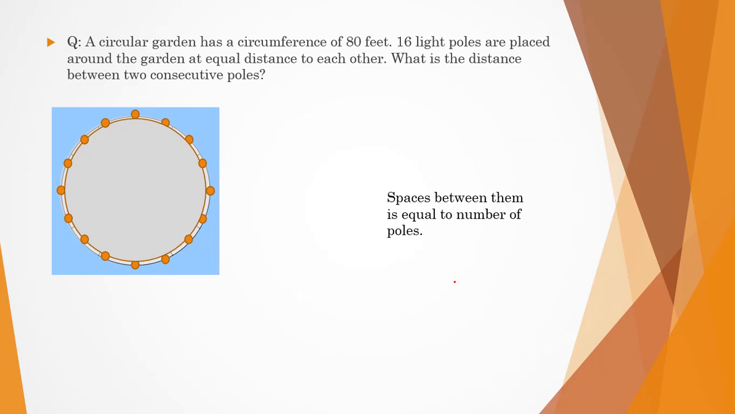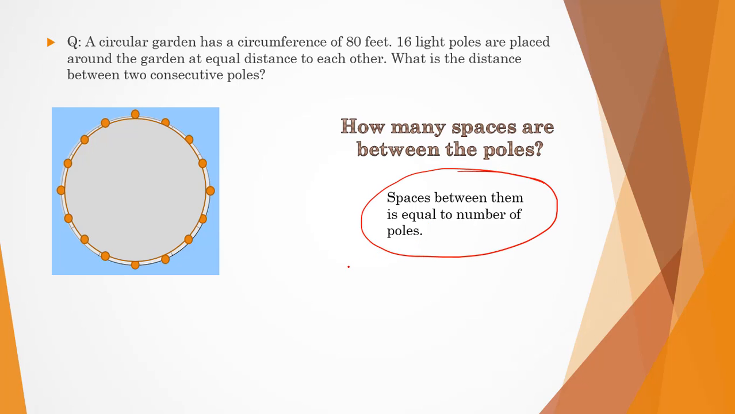A circular garden has a circumference of 80 feet. 16 light poles are placed around the garden at equal distance to each other. What is the distance between 2 consecutive poles? This question is similar to the previous question, but now the difference is that the poles are erected in a circle. So the number of spaces between them is actually equal to the total number of poles. So we divide the circumference by the total number of spaces.